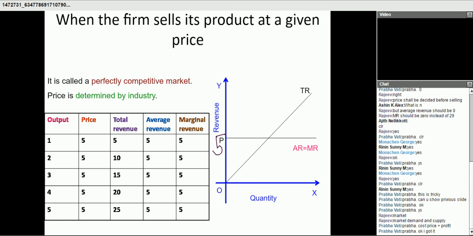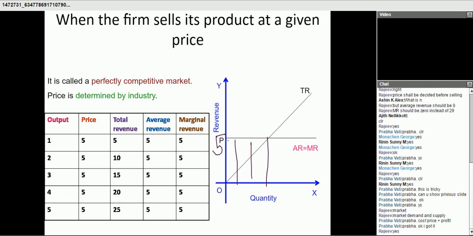Okay, so if we plot, for every unit, whether this unit, this unit, this unit, the price is 5. So average revenue is equal to marginal revenue, and total revenue is going to go up. It's going from 5 to 10 to 15 and so on. Alright, is this clear, everyone? The plotting of this.